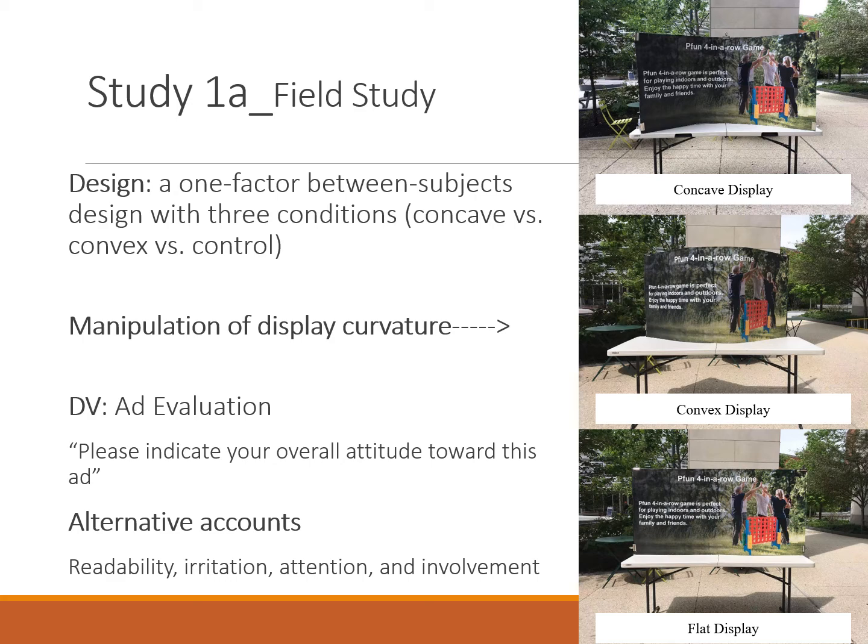They were asked to examine the ad and indicate their overall evaluation of the ad. So they will randomly evaluate one of the advertisements. And then the ad evaluation is the dependent variable in this study. And then we show the concave display, convex display, and flat display on different days. And then we also included measures of readability, irritation, attention, involvement in order to rule out these potential alternative explanations for the effect we investigate.